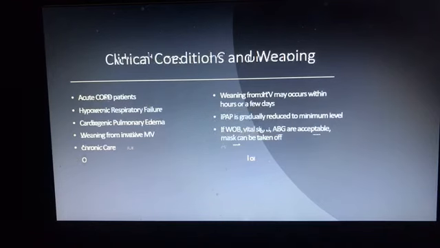Clinical conditions and weaning. The clinical conditions that will improve most with non-invasive ventilation are acute COPD, hypoxemic respiratory failure, cardiogenic pulmonary edema, weaning from invasive ventilation, and chronic care. Weaning from non-invasive ventilation may occur within hours or a few days. IPAP is gradually reduced to the minimal level. If work of breathing, vital signs, and ABG are acceptable, the mask can be taken off.